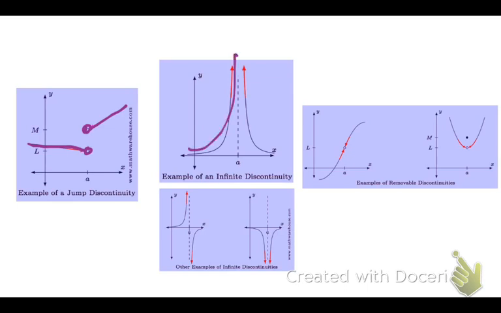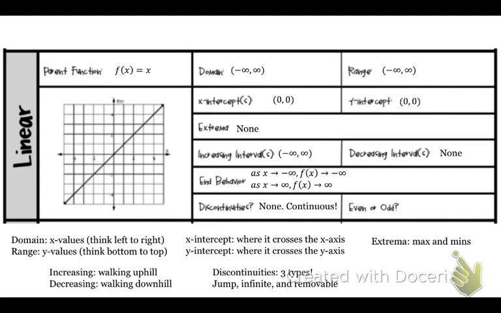Infinite is when you have things go into infinity along a line. So there's 3 different types right there. And then a removable is when you're drawing, but then there's just a hole, and then you keep going. Okay? So for this one, there's no discontinuities, it's continuous.